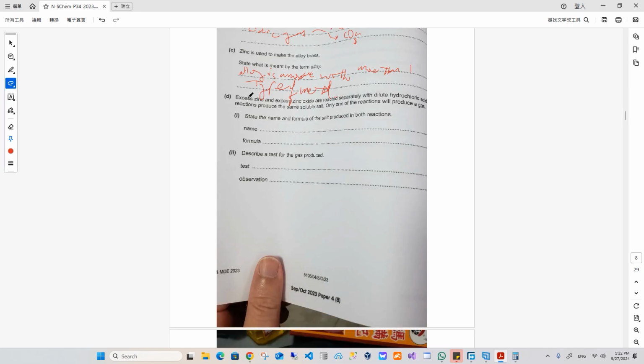One mark. Excess zinc and excess zinc oxide are added separately to hydrochloric acid. Both reactions produce the same soluble salt. Only one of the reactions will produce a gas, of course. The idea is this: these two react with acids. In the acid chapter, we have acid and metal, and acid and base. Acid and base is neutralization, which forms salt and water. Acid and metal give you salt and hydrogen.